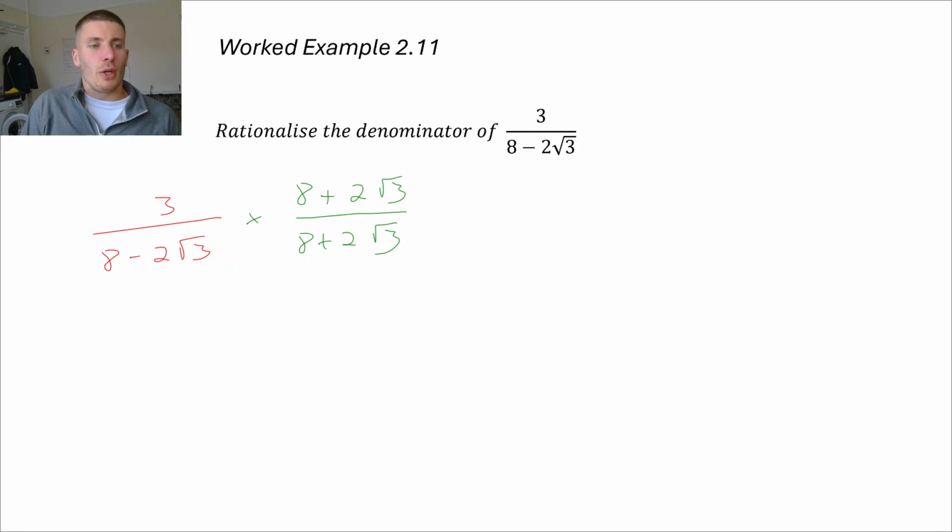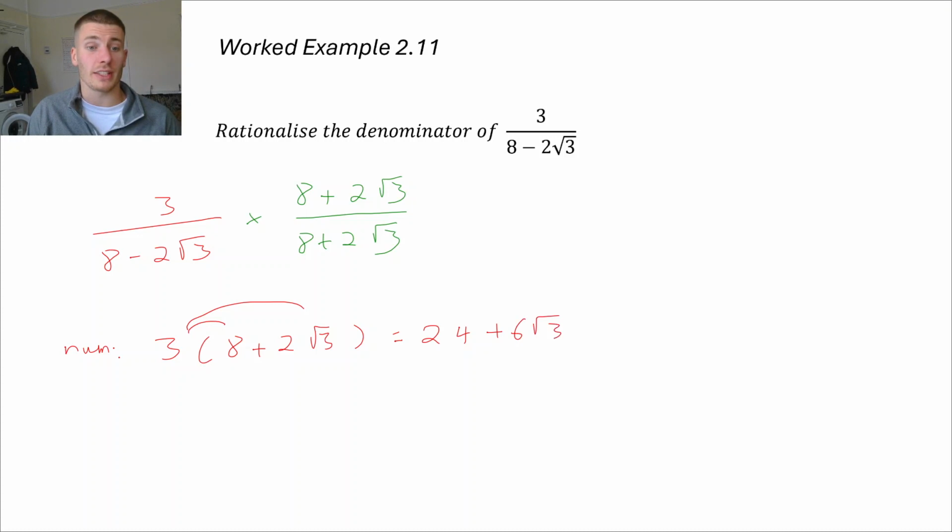Now, if we go and consider the numerator part, let's do it down here. So we're doing 3, timesing it by 8 plus 2 lots of root 3, expanding a single bracket, nice and easy for us. 3 times by 8 is equal to 24. 3 times by 2 root 3 is going to be plus 6 root 3. So that's the numerator part.